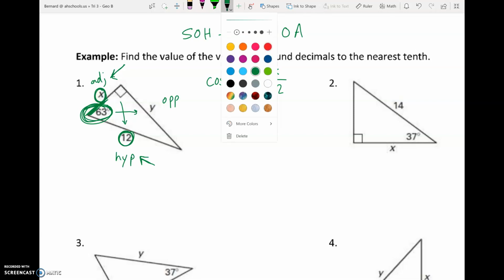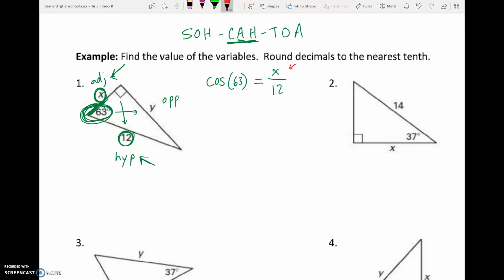And now I need to solve for x. So I need to get it out of this fraction. And if I have a number on the bottom of a fraction, I can get rid of that by multiplying both sides by that number. When I multiply the right side by 12, multiplying by 12 and the 12 in the bottom of a fraction just cancels each other out. And so that's going to give me x on the right side. And then on the left is this whole thing. I just want to write 12 times the cosine of 63. But then I want to take 12 times the cosine of 63 and type that into my calculator. And that's what x will equal.